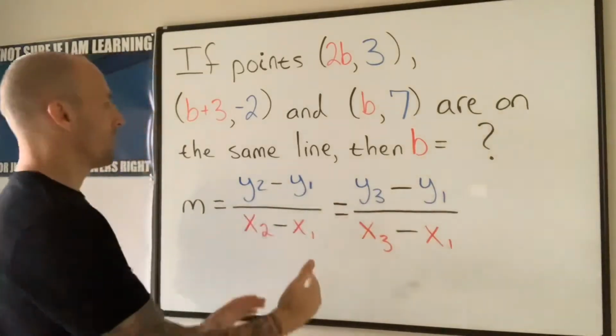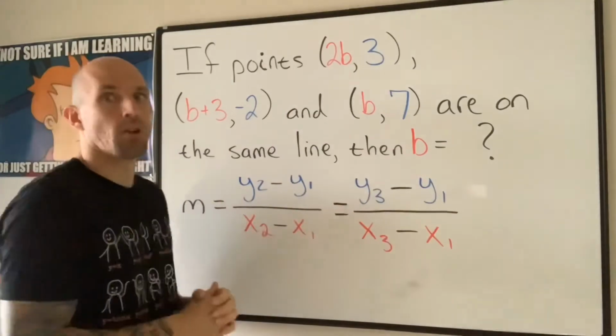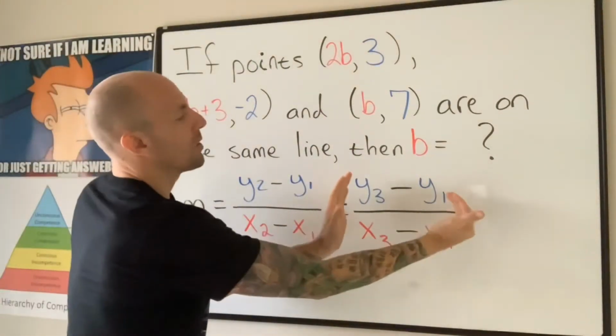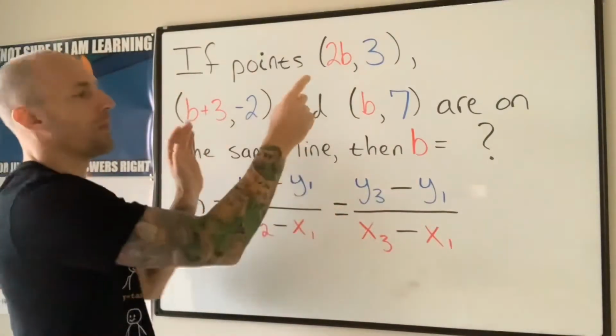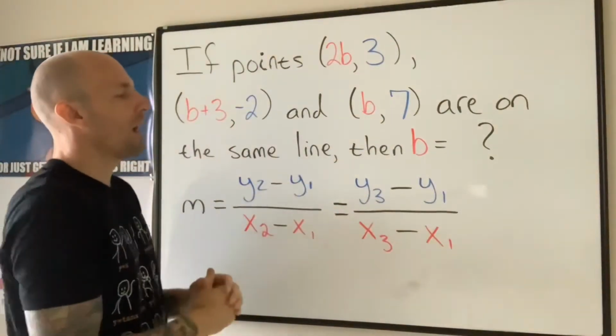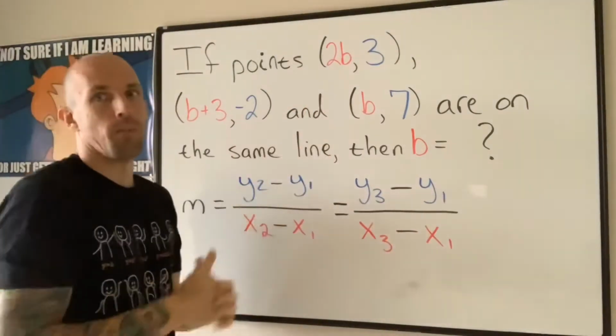So what I've done here is I've set it up so we can find the slope between 2 of these points, and I've set that equal to the slope between the other point and one of the 2 points that we chose here. And then by showing that these two are equal, we should be able to solve for b.